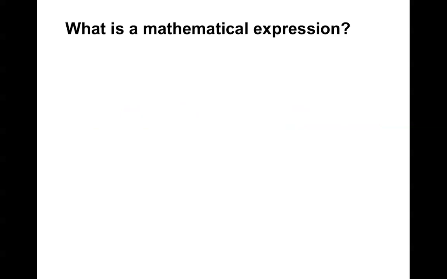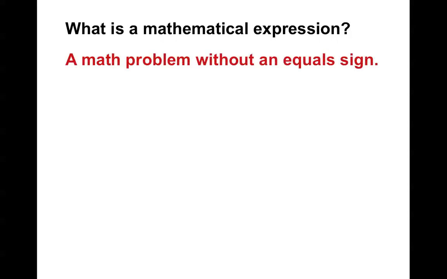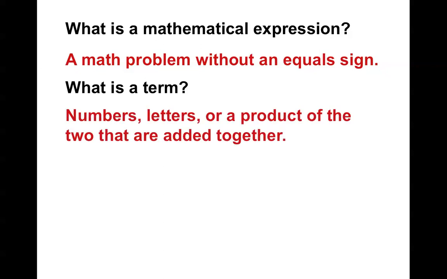First of all, we're going to be collecting like terms with something called a mathematical expression. So what's a mathematical expression? It's a math problem that doesn't have an equals sign. Okay, you'll see what that means in just a moment. What is a term? Since we're collecting like terms, what's a term? Well, terms are things that are added together. Numbers, variables, or a product of those two put together are all called terms. So anything that's added together.